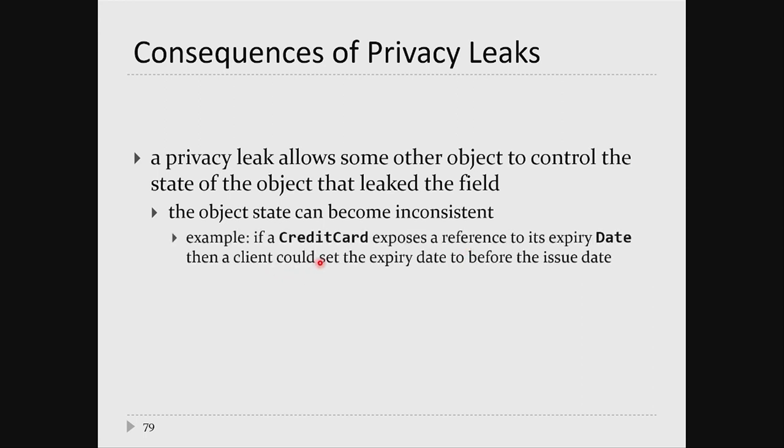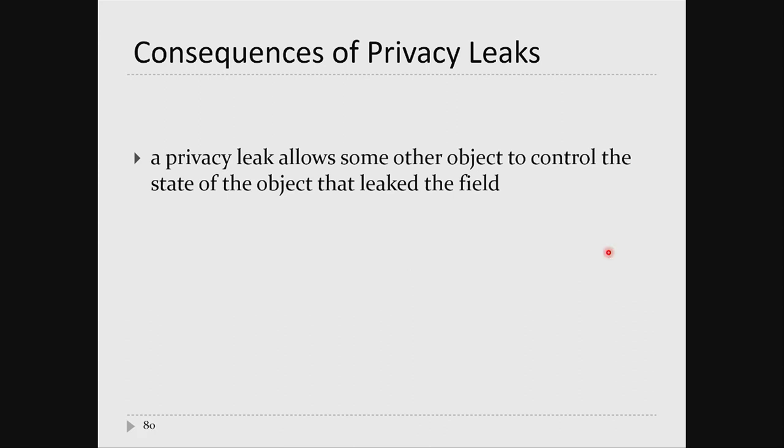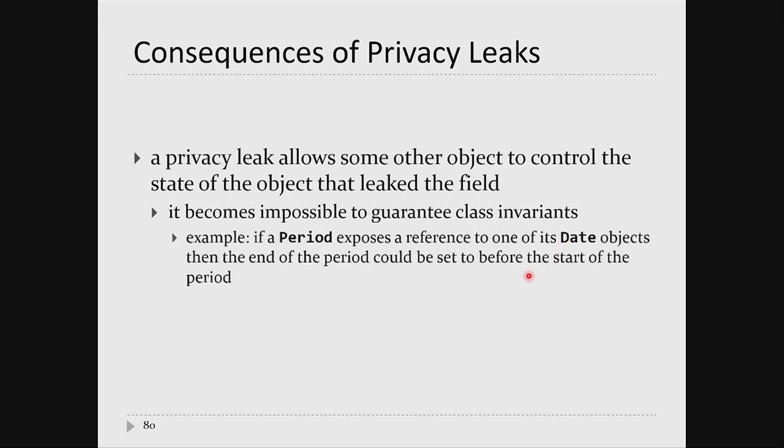If you're implementing a credit card class, for example, and you expose a reference to its expiry date, then anybody who gets a hold of that reference can change the expiry date of your credit card. You probably don't want that to happen. As I said in the previous slide, if your class has invariants and you have a privacy leak, your class no longer has any meaningful invariants, because it can't guarantee that they're true. If period exposes a reference to one of its date objects, then somebody else can set up a situation where your period object has a start time that comes after the end time. So now your invariants no longer hold.